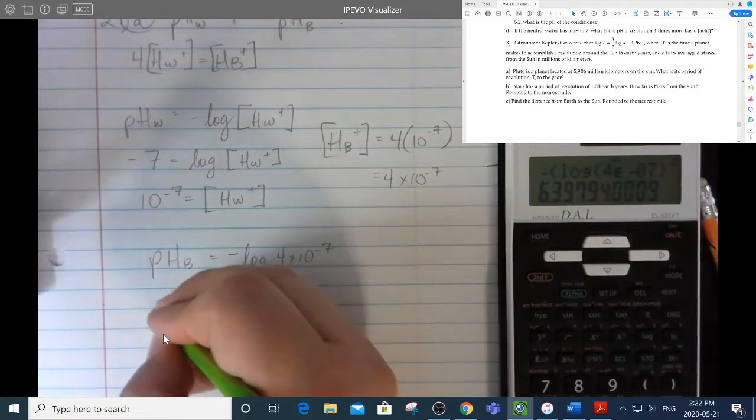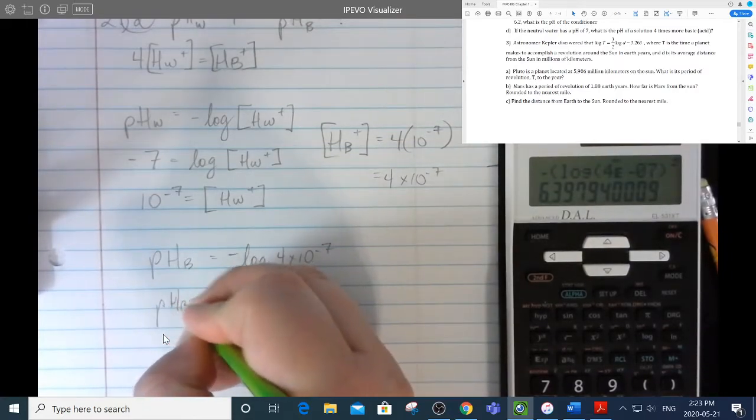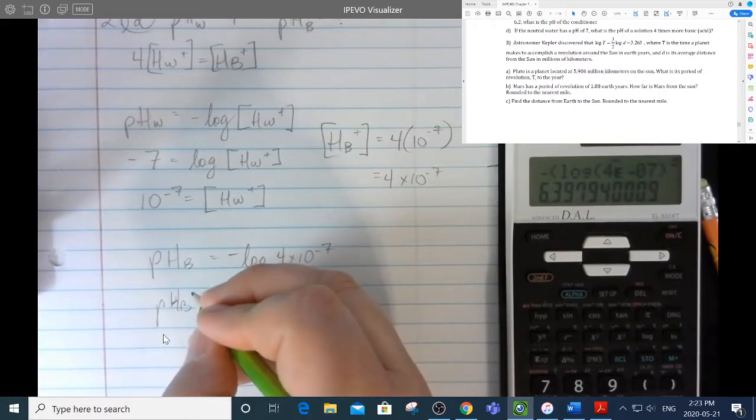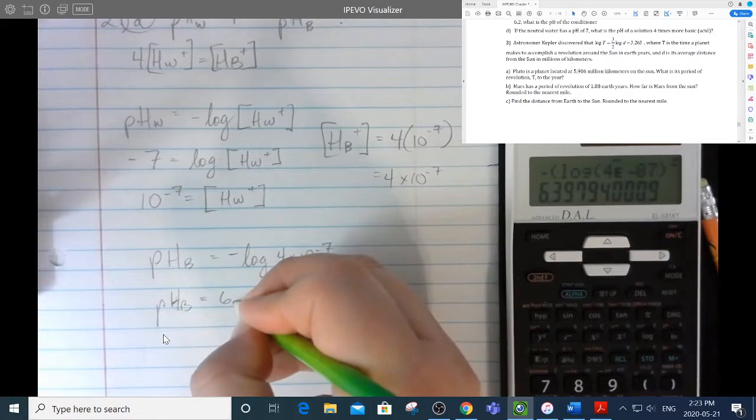I think the final answer was the pH was 6.4. I'm pretty sure that was the right answer. I'm going to double check to make sure. Yep. So the pH was 6.4.